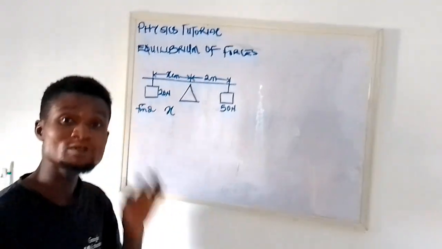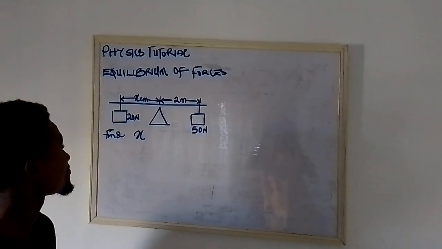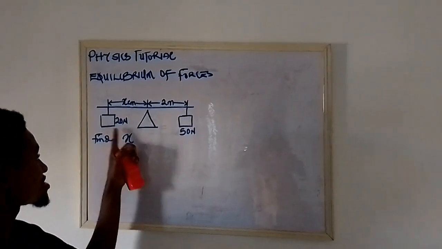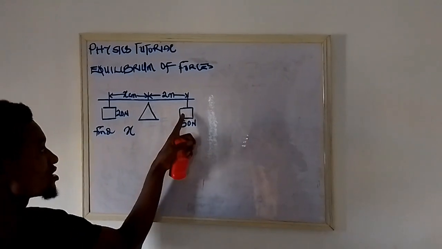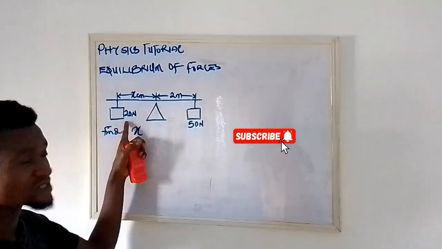Talk about equilibrium of forces. What we have here on the board is a diagram. This is a knife edge. These are sets of masses. One of the masses is 50 Newton. The second one is 20 Newton.